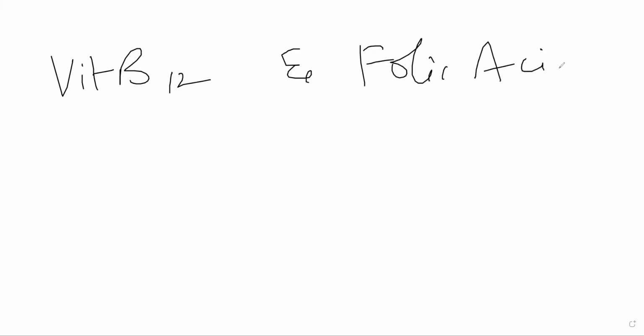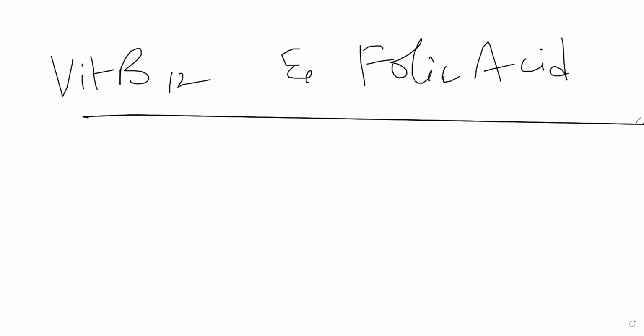Now, coming to the next two compounds that are used to treat anemia, essentially vitamin B12, cyanocobalamin, and folic acid. These two are fairly important for the body. These two are water-soluble vitamins, and both of them are B complex vitamins that are responsible for DNA synthesis. Essentially, they take part in the process of DNA synthesis.